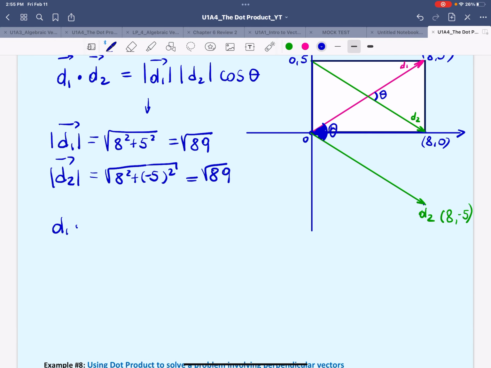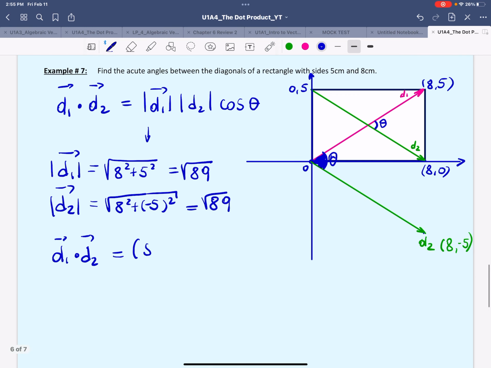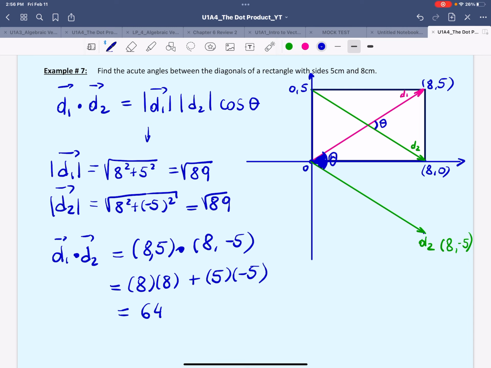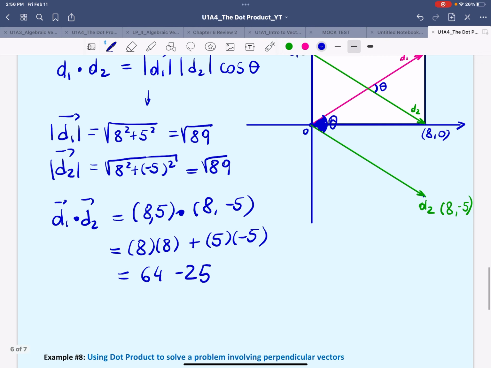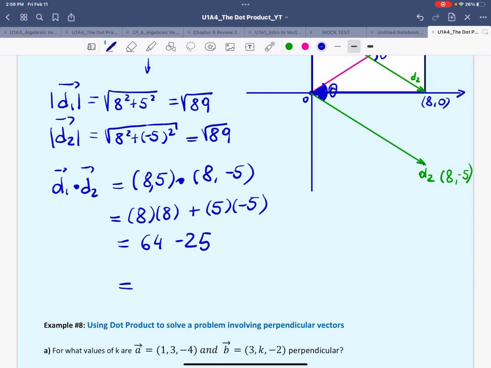Now D1 dot D2 would be 8 and 5 dot 8 negative 5. So we have 8 times 8 plus 5 times negative 5. That would be 64 minus 25, and 64 minus 25 will give 39. So the dot product of D1 and D2, the algebraic dot product, equals 39.